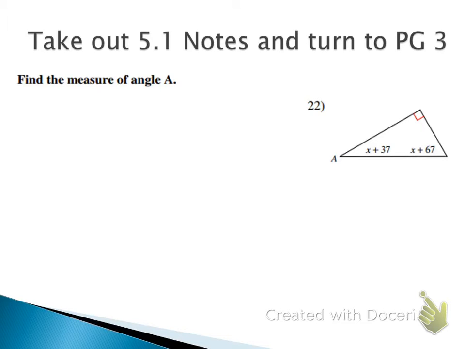Some of you already did this question. Was it already done in your video? No. Okay. Well, you already got it. What do you know about the 3 angles in a triangle? They add up to 180. So I'm also going to teach you another way. So they add up: x plus 37 plus x plus 67. What's my third angle? 90. Plus 90. They'll equal 180.